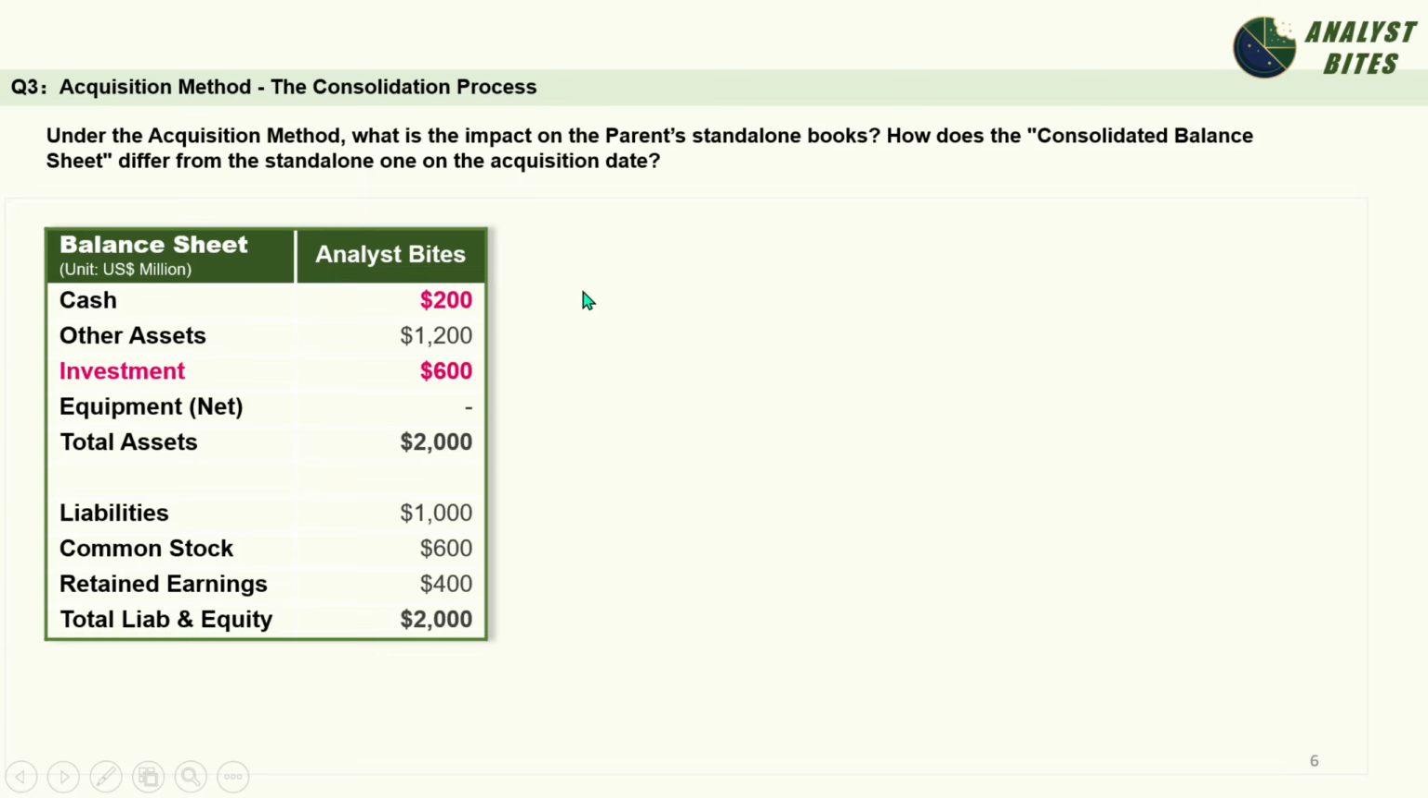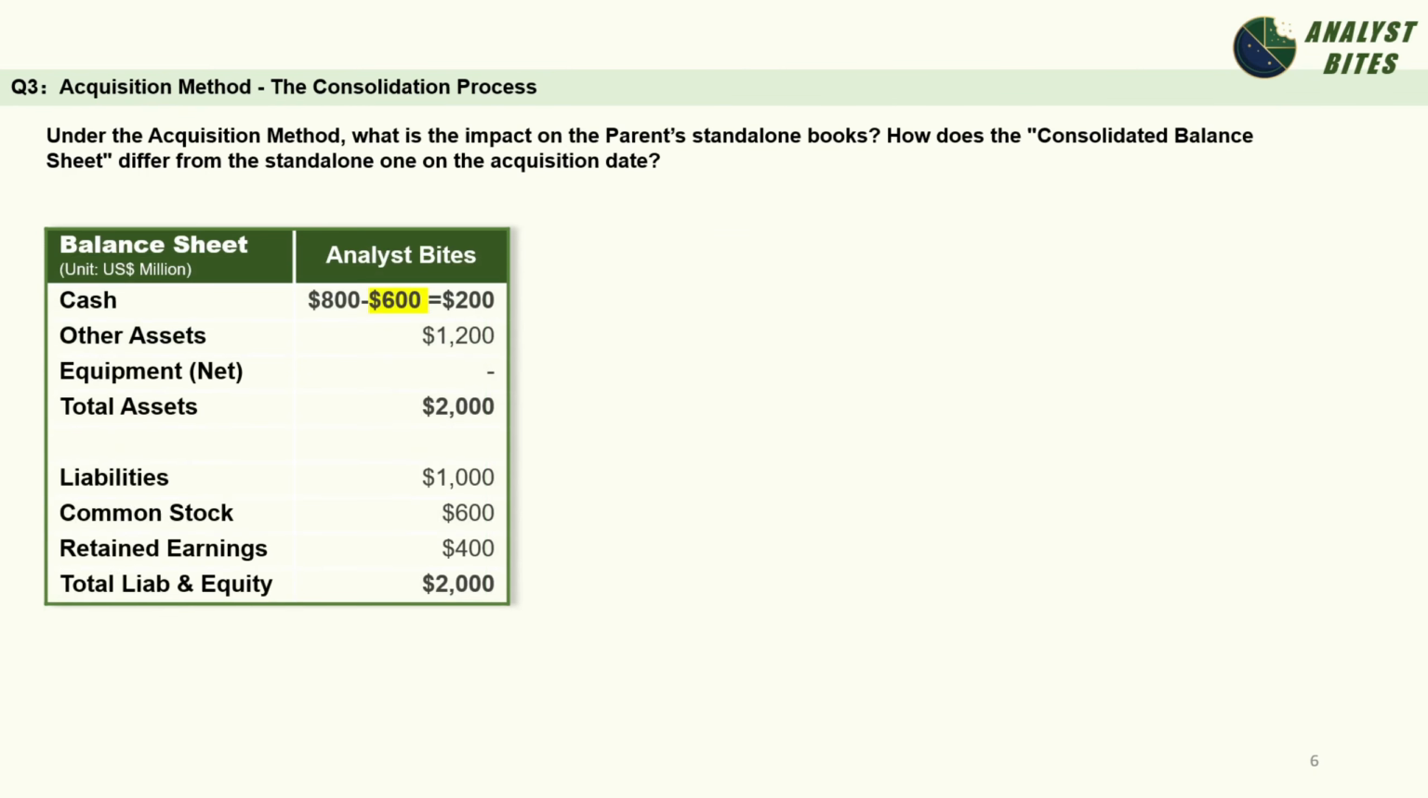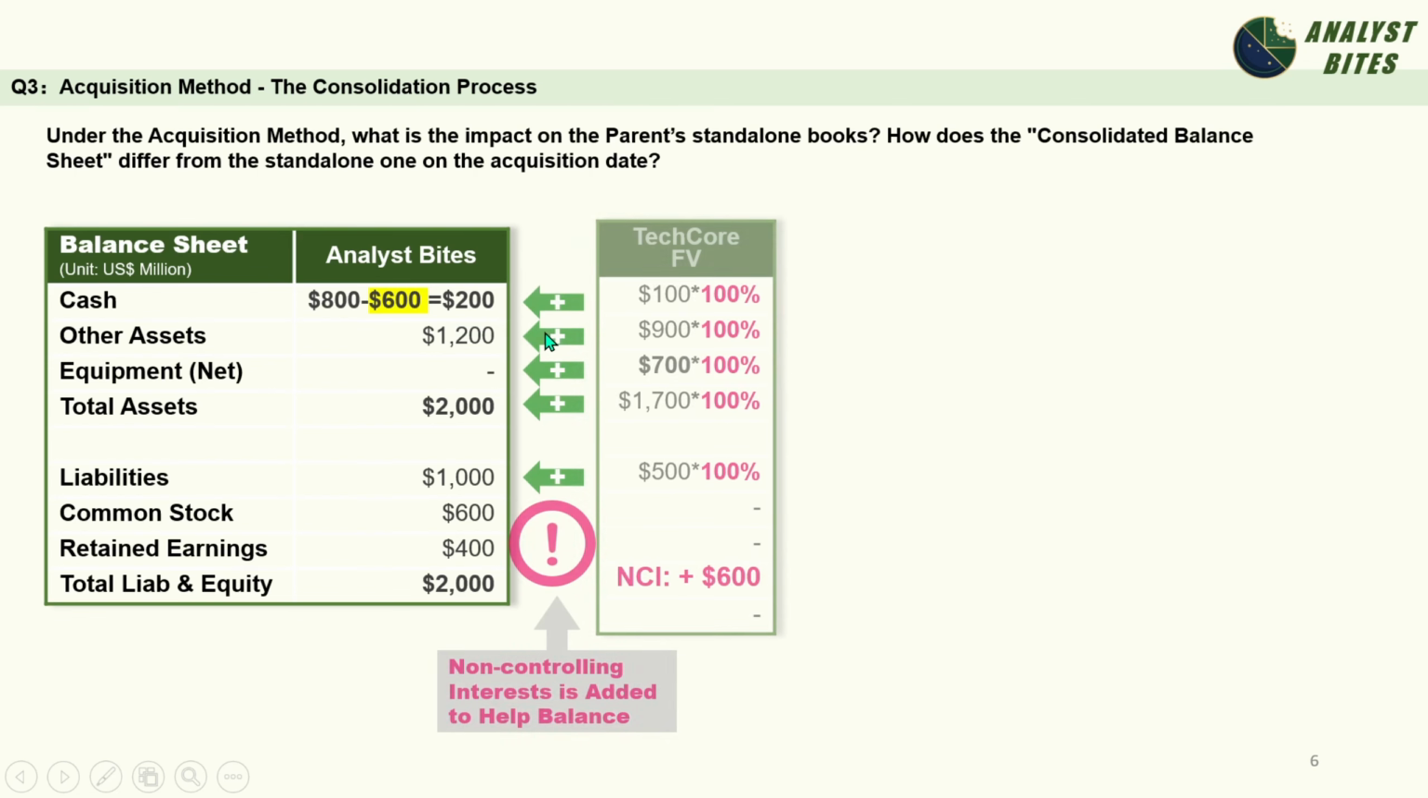In the acquisition method, we create a consolidated balance sheet for the entire group. Here is how it works from a group perspective. Step 1. Cash decreased by 600 million to pay for the deal. Step 2. This is the key. We bring in 100% of the subsidiaries' assets and liabilities at fair value. Many students get stuck here. Why add 100% if we only bought 50%? Will the table still balance?